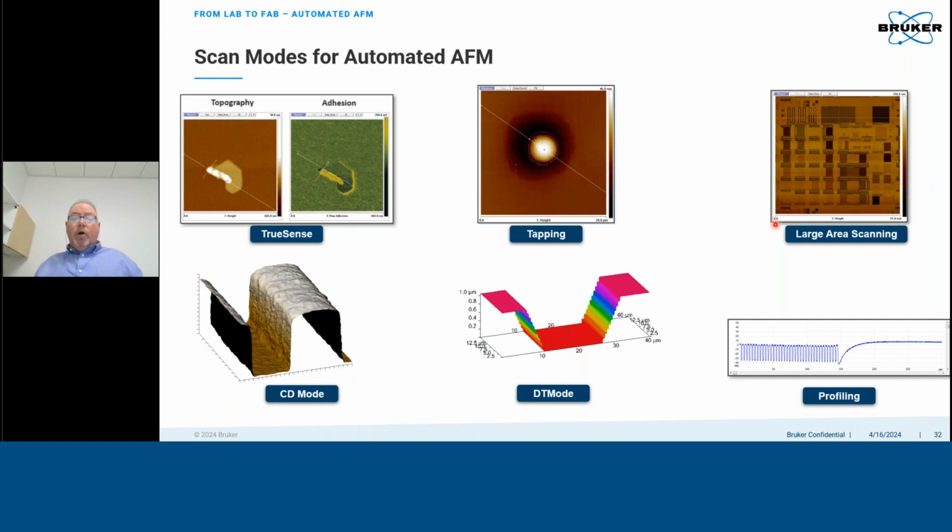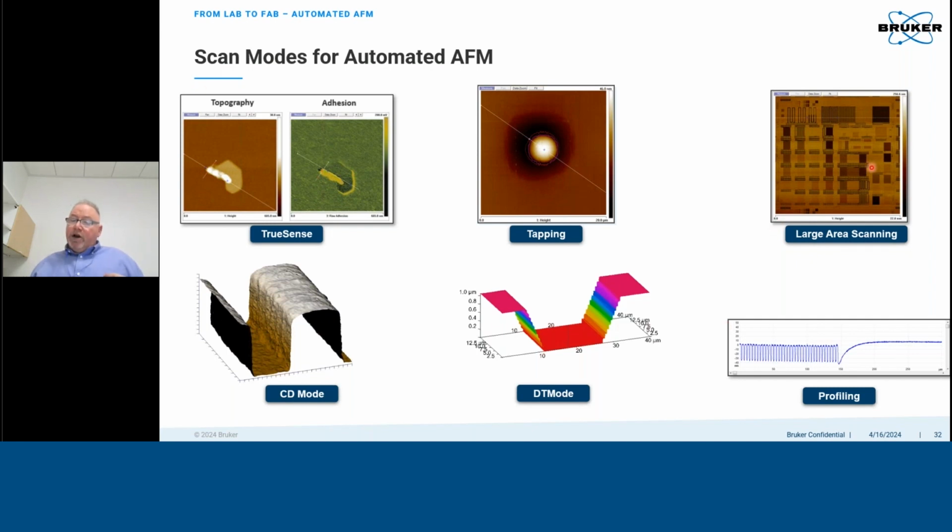Tapping mode will always have a place in any kind of atomic force microscopy. Tapping mode finds a pretty good application space for automated AFM on larger, flatter structures, such as what we see here with a post-CMP through silicon via.